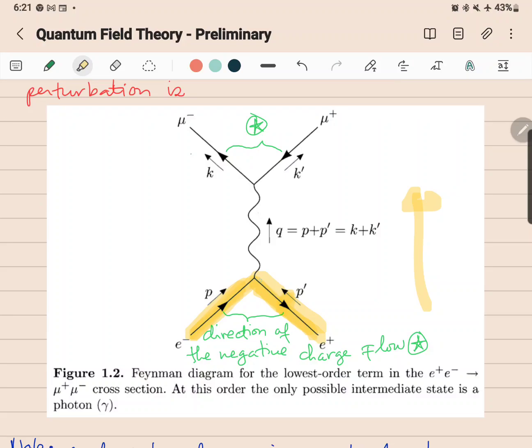And then this one here, you have an intermediate particle, the one that acts as a coupling to the vertices. It has a momentum q, where q here would be the sum of p plus p prime, or this is also the sum of k plus k prime, the four-momenta. And so this will be mu-minus, and this would be mu-plus, the anti-muon.